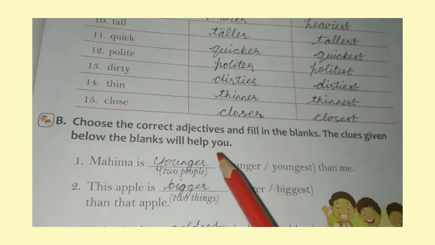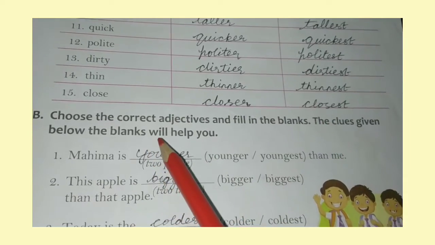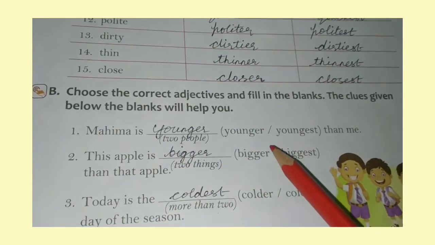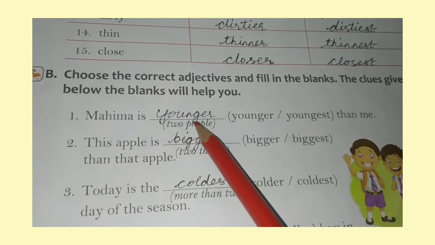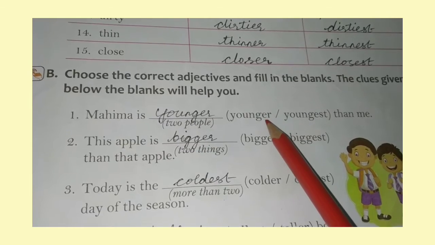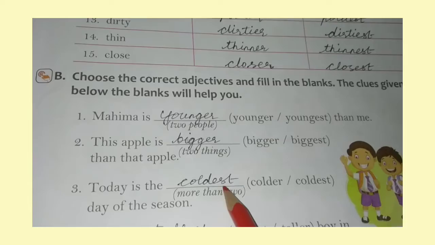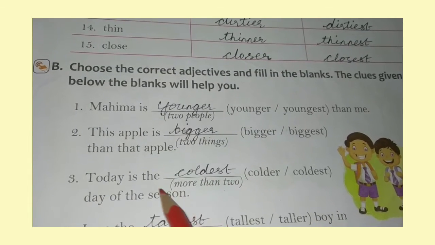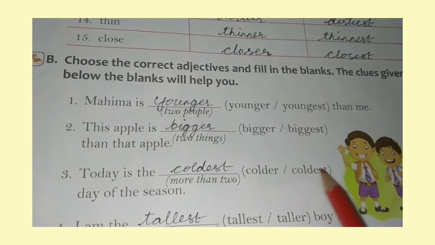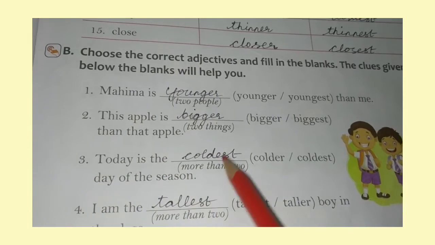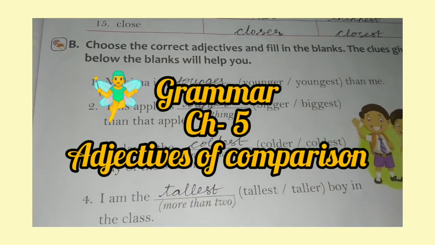Now the next exercise is to choose the correct adjectives and fill in the blanks. The clues given below the blanks will help you. It is also a very simple exercise because the clue is already given there. If it is two, then you have to use er. That is, Mahima is younger than me. And if it is more than two, for example if the clue says more than two, we have to use est. Today is the coldest day of the season. So look at the clues given in the question and complete the exercises.